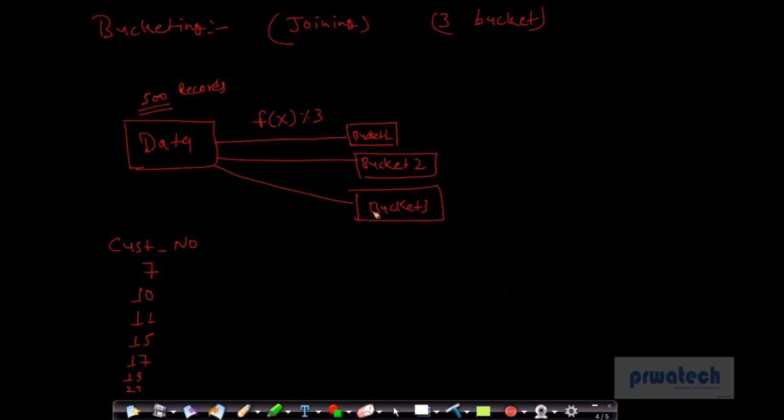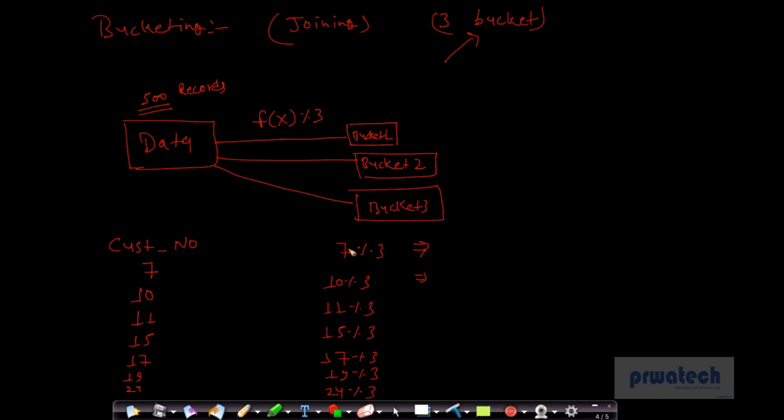7 modulus 3. I hope this is now easy to calculate. 7 modulus 3, because I have decided I want to store all this data in 3 buckets. That's up to me: 3 buckets, 5 buckets, 2 buckets, 10 buckets. I can plug and play on the bucket size. 7 mod 3, 10 mod 3, 11 mod 3, 13 mod 3, 15 mod 3, 17 mod 3, 19 mod 3, 24 mod 3. What is the remainder? We'll first write down only the remainders.